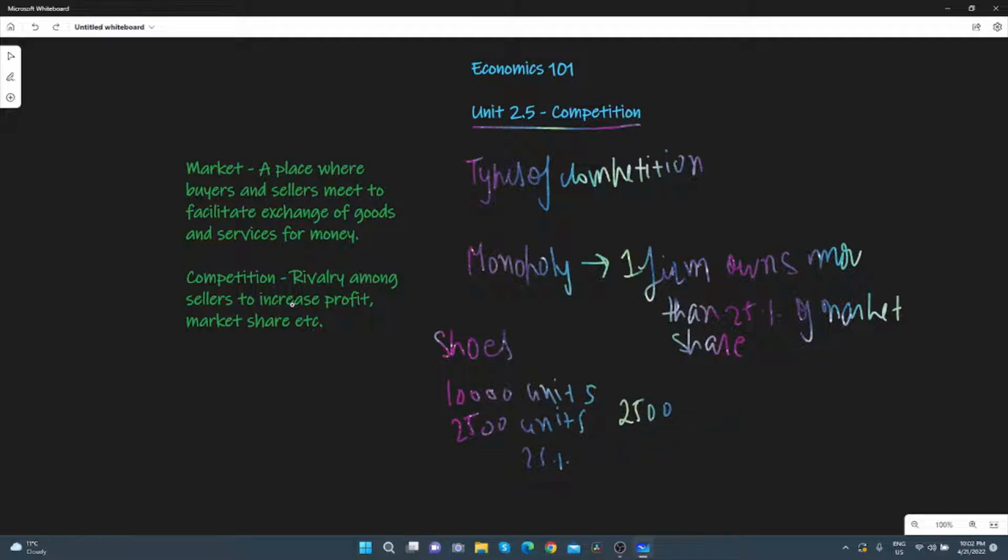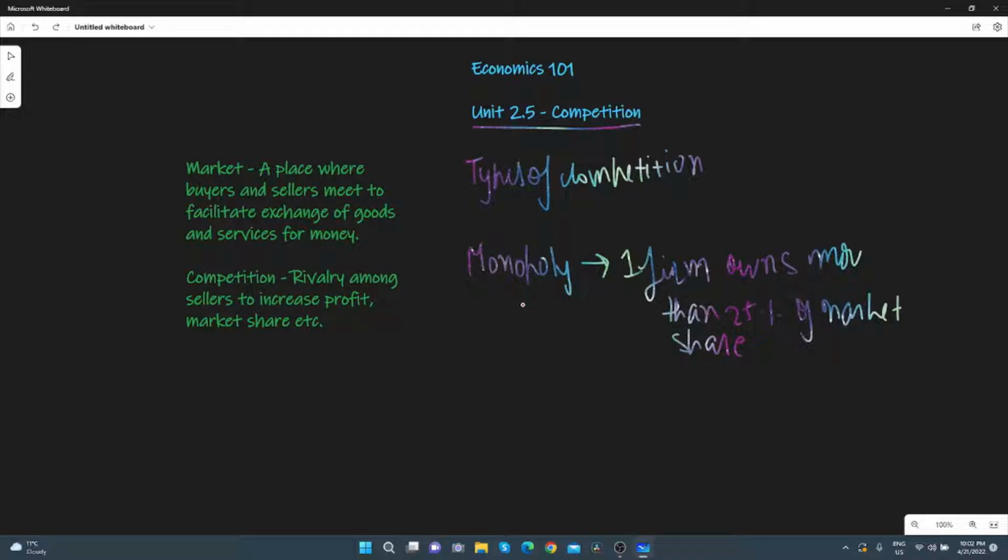So this is what a monopoly does. An example of a monopoly could arguably be Amazon. I don't know how much market share Amazon has, but if you think about it in terms of online shopping, the only site which most users go on is Amazon. There are other sites like Flipkart, eBay, but mostly it's just Amazon. So you can argue that Amazon has the monopoly.